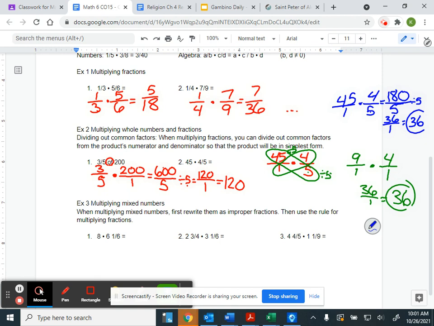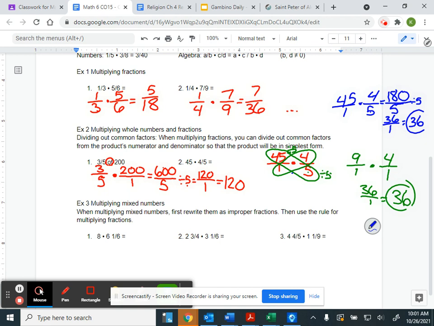If you're comfortable cross simplifying, I know last year I had some 5th graders that weren't comfortable with the cross simplifying. Just multiply it across, but don't forget to simplify at the end. If you're comfortable with the cross simplifying, it helps you use smaller numbers, so it's easier to work with.